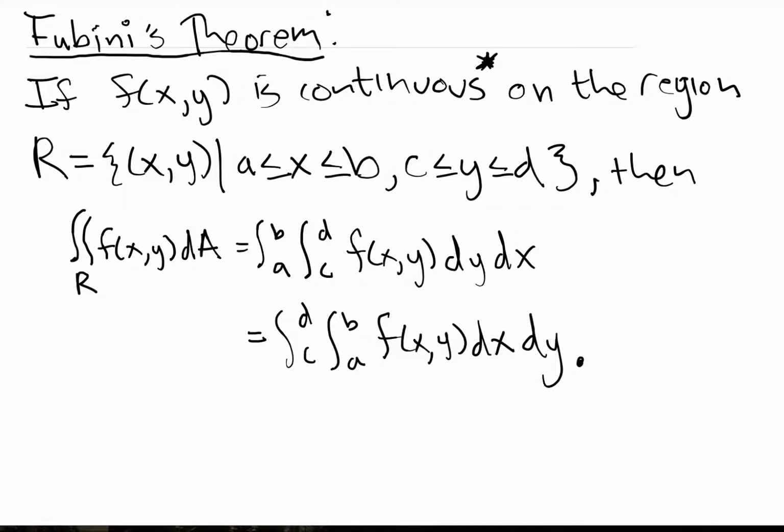Here, what this theorem states is, if we've got a continuous function on a rectangular region, then to rewrite the double integral over that region, I can integrate with respect to y then x, or with respect to x then y. It doesn't matter. I'm going to get the same result both times.